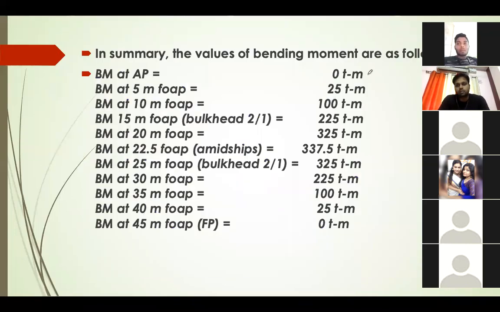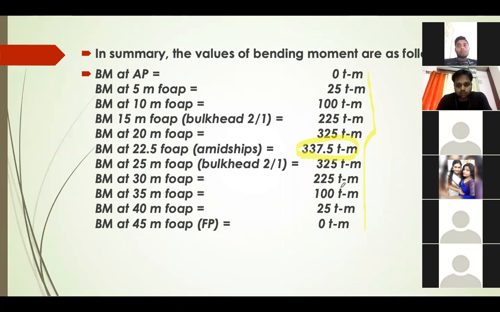It started off from 0, 25, and slowly it went up to 30, 337.5, then it came down. So if you see, your bending moment at midship is maximum, 337.5. The reason being, in our example, we have loaded 3 equal compartments. We loaded 90 tons in the midship compartment. So obviously at midship the stresses are more, and the stress is going to be maximum.